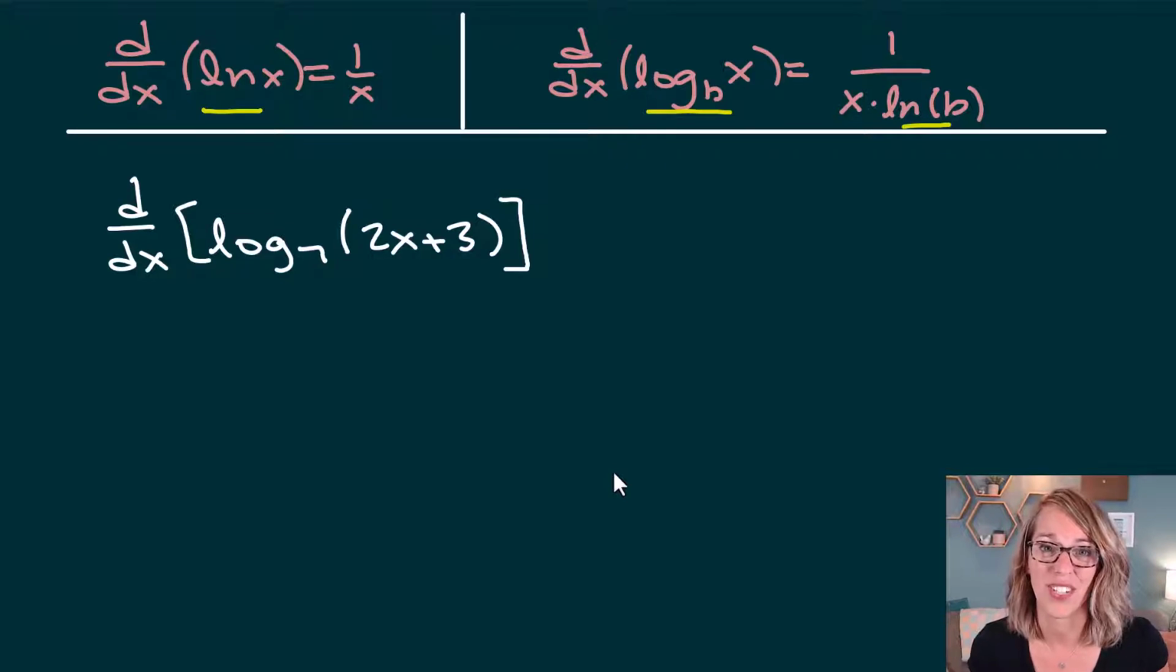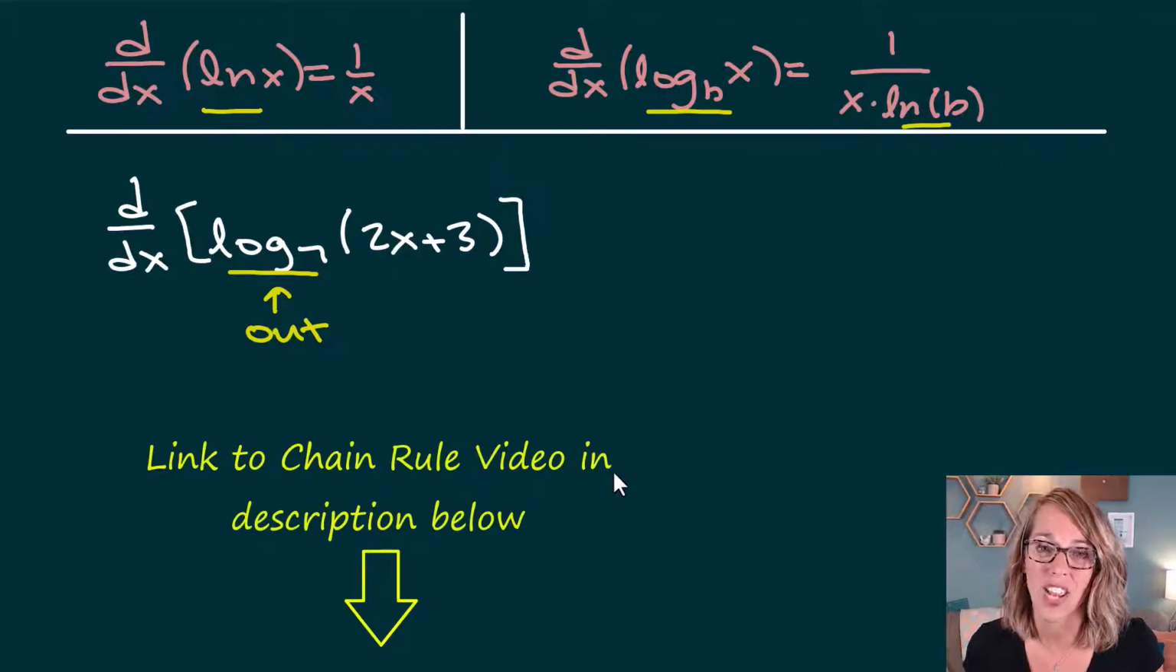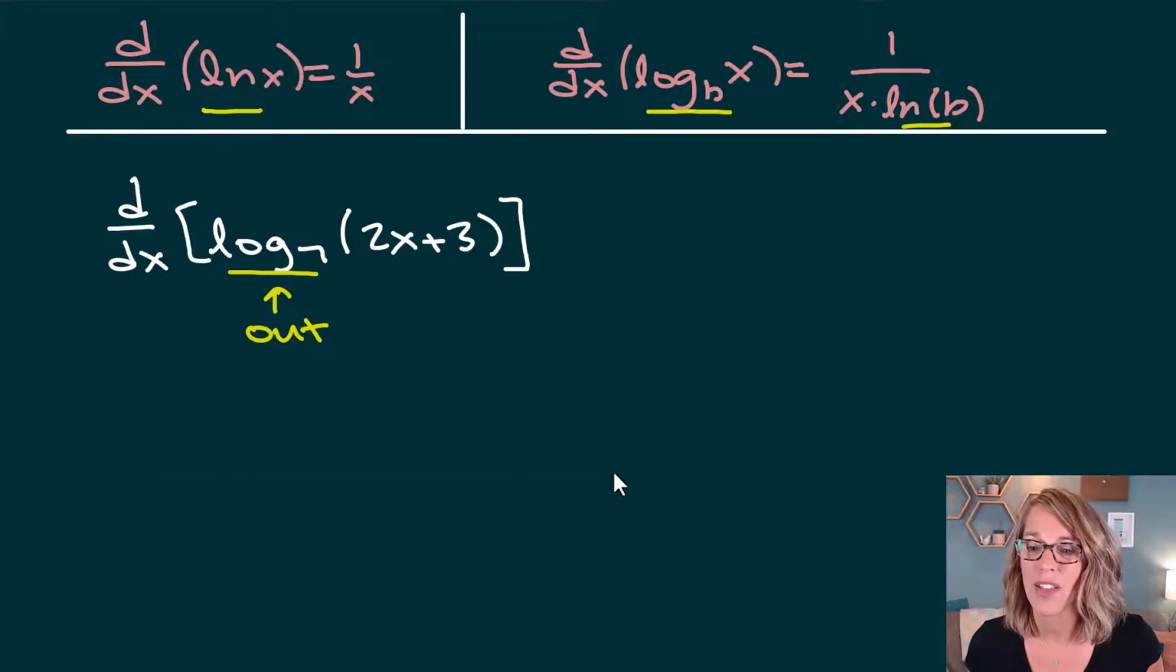Let's get into this first example. In the first example, I'm going to need the chain rule as well as that second formula up there. This log base 7 is my outer function, so I'm going to take its derivative first with respect to the inner function. If you need some more practice with chain rules, take a look at my video. I'll put the link down below. We also have an inner function. My inner function is 2x plus 3.